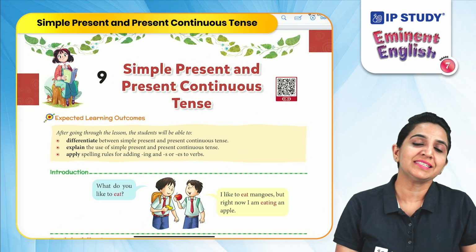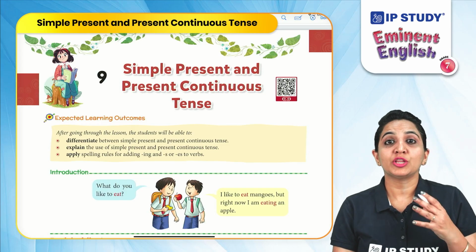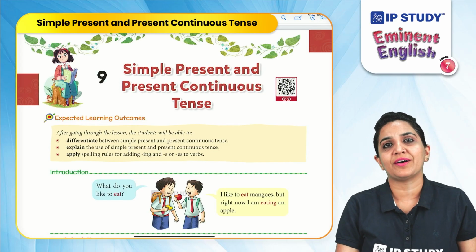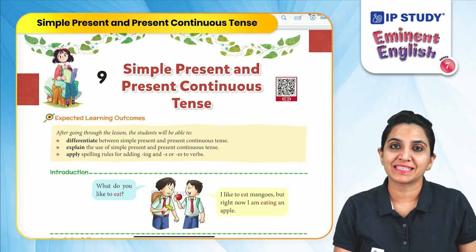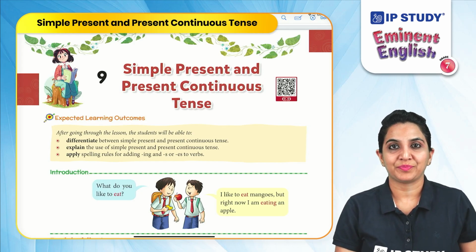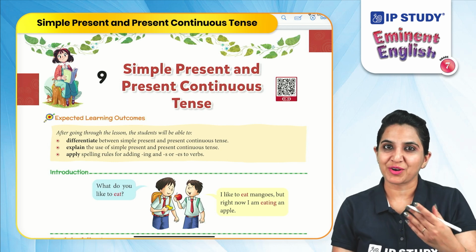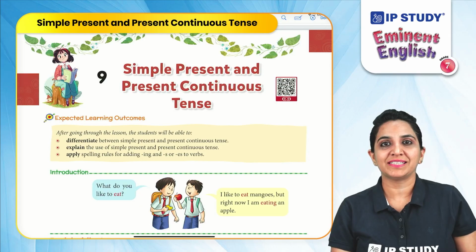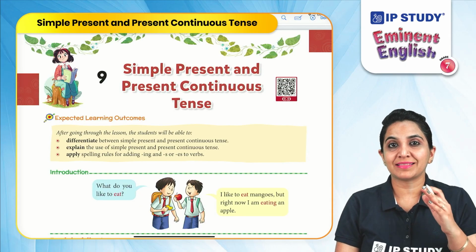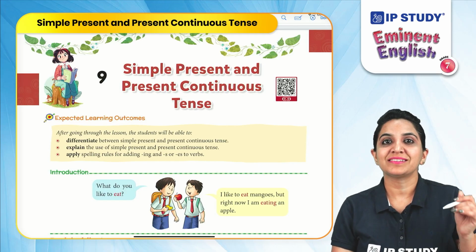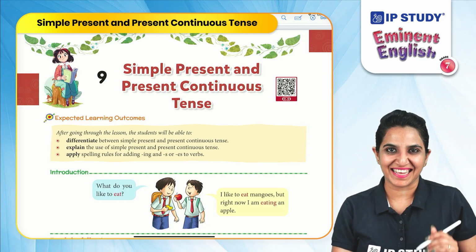Whereas, present continuous tense means those actions which are happening right now or around the current time. For example, I am studying for my English exam. We are talking right now. So, all of the actions that are happening right now or around the current time, they are called present continuous tense.